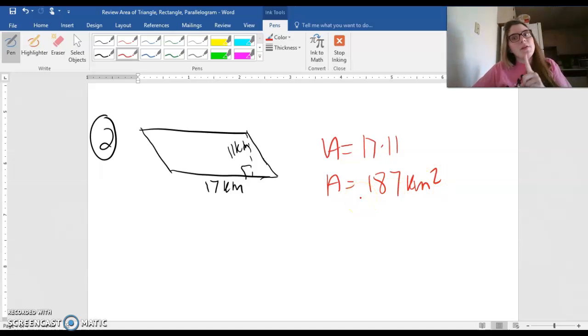So again, this would all be reviewed from 3rd grade and 6th grade. And we're reviewing this because we're about to go into rectangular prisms and other types of prisms and find the surface area. So please make sure that you know how to do all these.